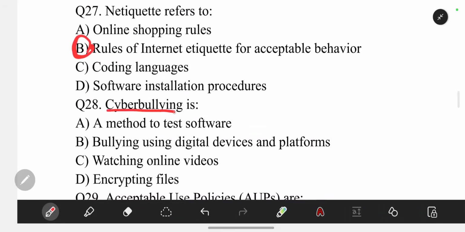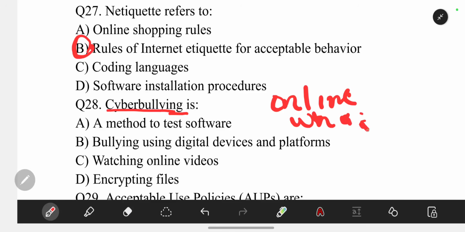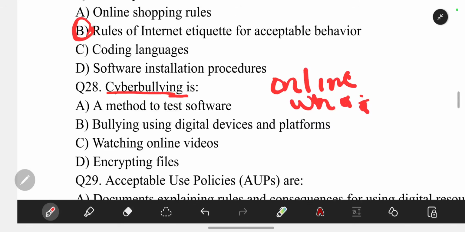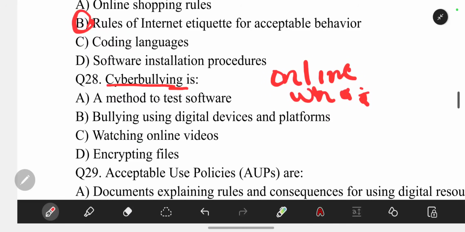28, cyberbullying. Cyberbullying is an act that is done online. So it is done online on platforms such as WhatsApp. It can be done on TikTok, Instagram, among other things. So bullying is done using digital devices and platforms.